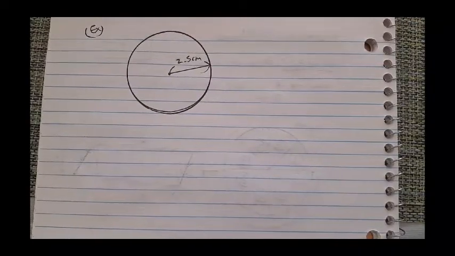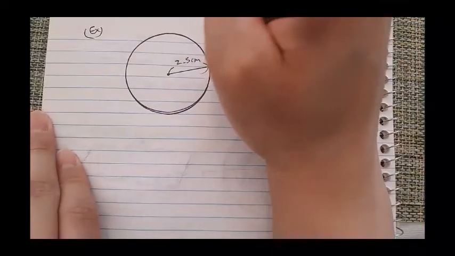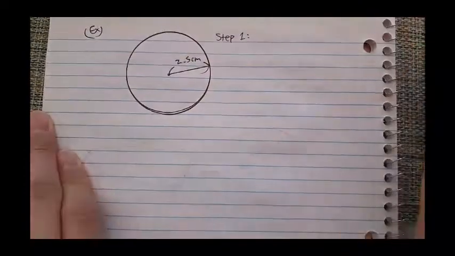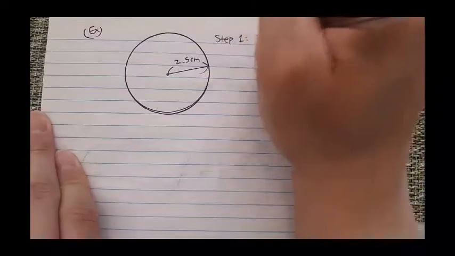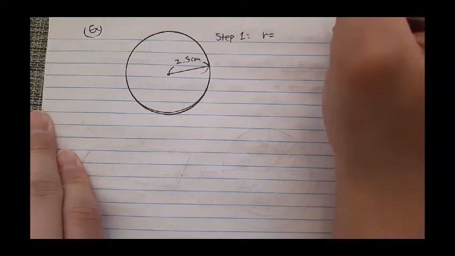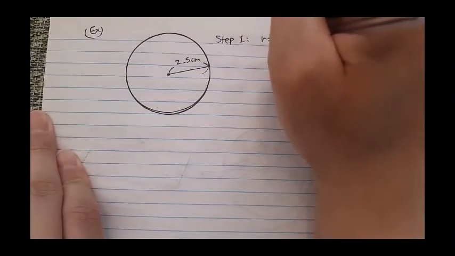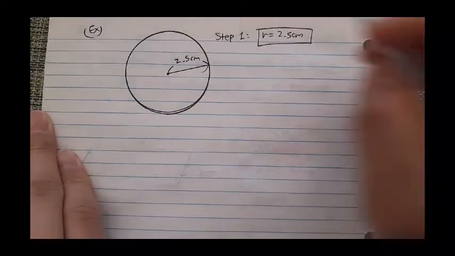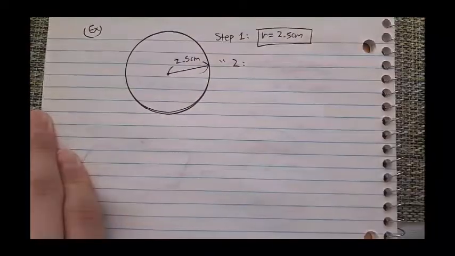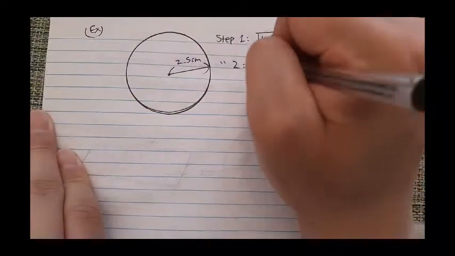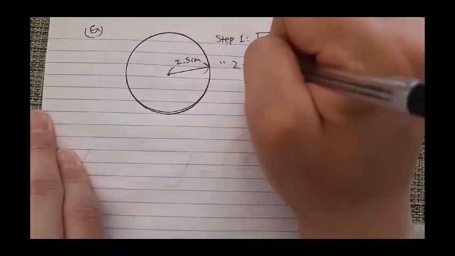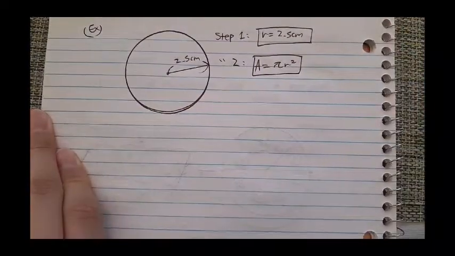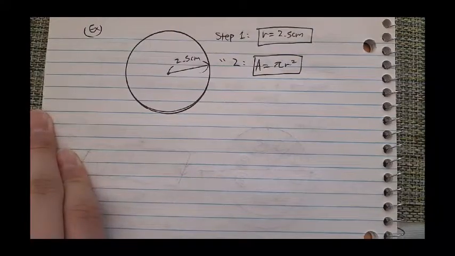So step number 1, write down the clue that you have. I have the radius that is given. Sometimes you may have the diameter, but in either case, write down whatever value is given. R is equal to 2.5 centimeter. Step number 2, formula. Write down the formula, pi r squared, like the one that you see in the textbook.